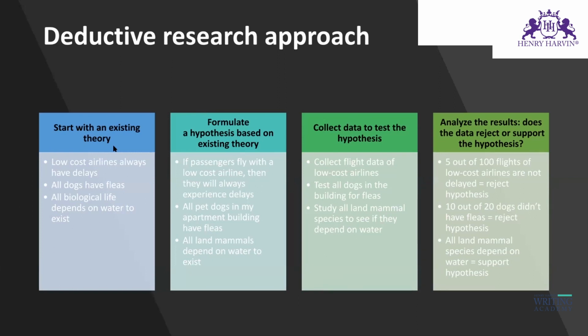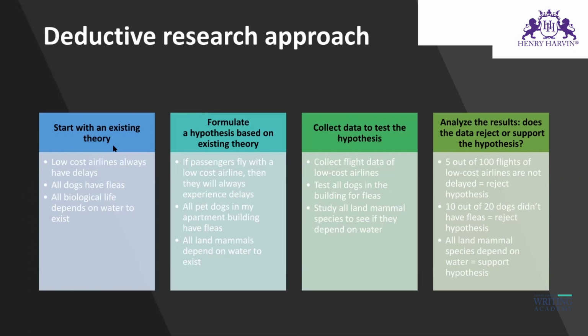Now I'm trying to collect the data based upon this hypothesis. So what did I do? In the first one, I collected the flight data for low cost airlines. In the second one, I tested all the dogs in my building, in my apartment. And in the third one, I studied the mammal species, maybe one particular mammal species, and I found out that they depend on water. They cannot live without water, right?